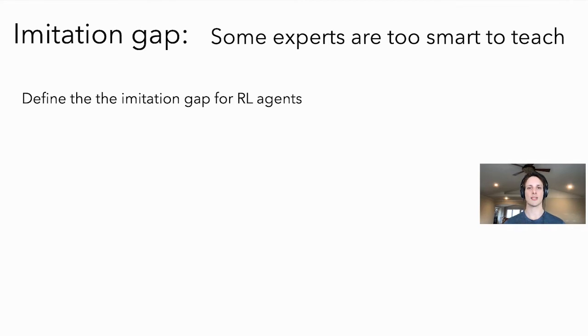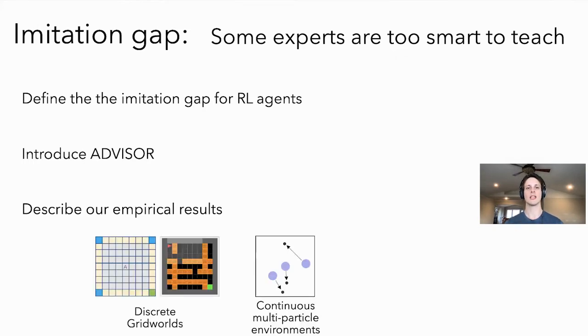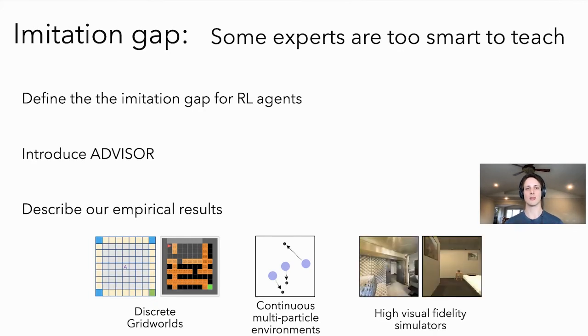As an outline of this presentation, we will first define this phenomenon, which we call the imitation gap. We will then introduce our advisor methodology that adaptively weighs imitation learning and reinforcement learning losses to bridge this gap. Finally, we summarize our experimental results, which show that advisor can bring drastic improvements over competing baselines in tasks set in grid worlds, continuous multi-particle environments, and even in high visual fidelity simulators.